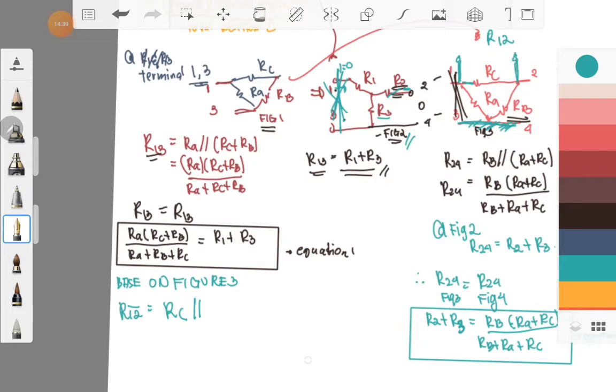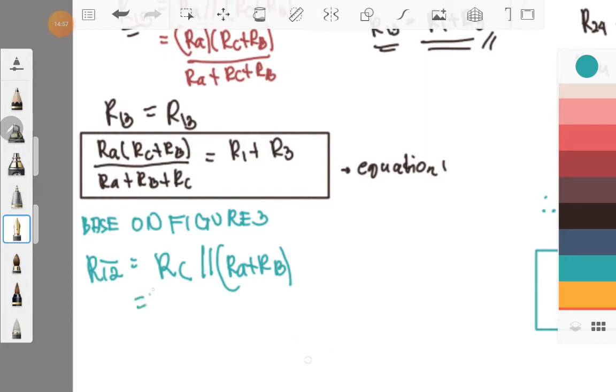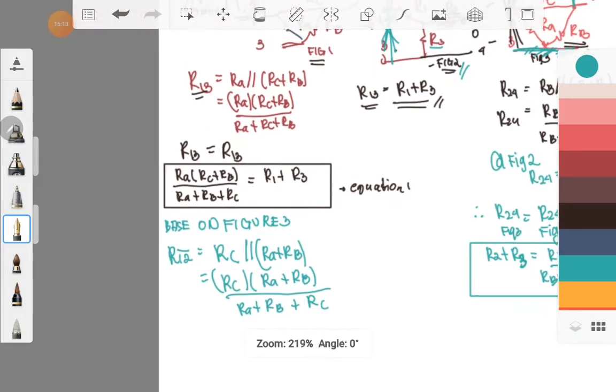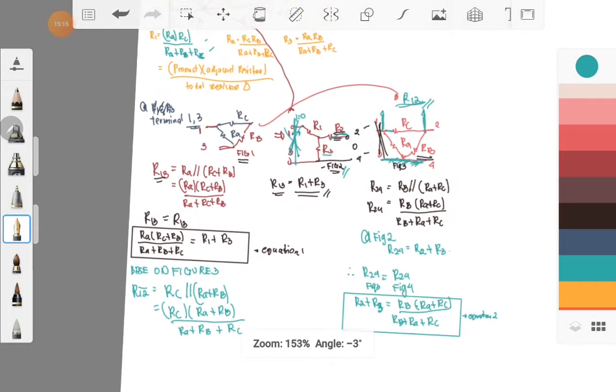So ito lang yung bibigyan natin ng source, which is your R12. So we have R12 in parallel with your RC, which is in parallel with your RA plus RB. Okay? So that is my R12. Therefore, I may say that my R12 is equal to RC multiplied by RA plus RB, divided by RA plus RB plus RC. Okay, that is our R12 at figure 3.